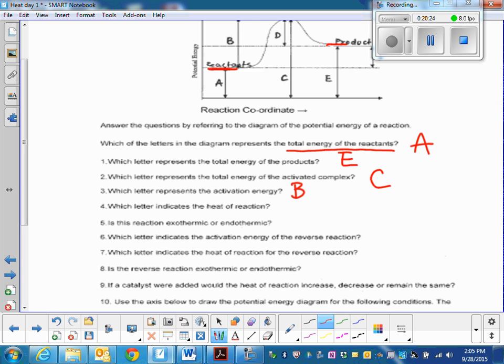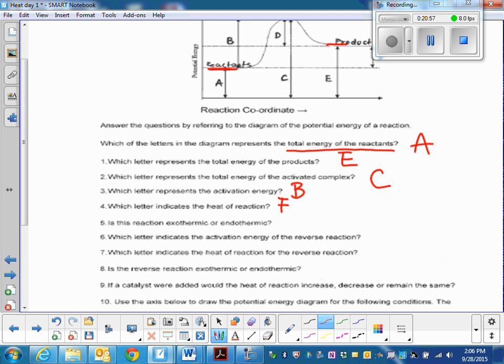Which letter indicates the heat of reaction? Daniel. Heat of reaction is product minus reactant, so that's D. Or wait, product minus reactant. C. See? My reactant is higher. F. What is it? F. That is correct. Heat of reaction is F.